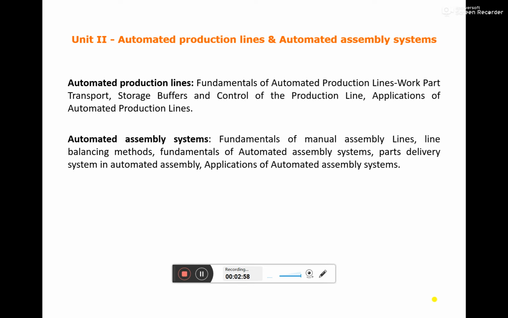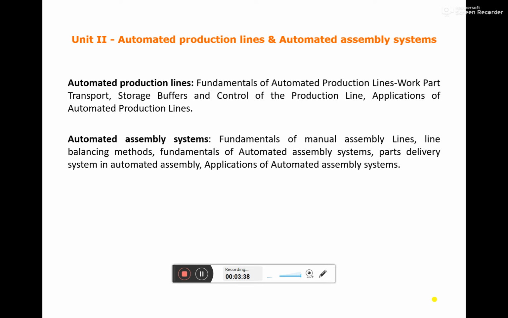In line balancing, I'll discuss mainly three important methods. One is the largest candidate rule, the second is the Kilbridge and Wester method, and the third is the RPW method. The abbreviation RPW stands for ranked positional weights method. These are the three important methods or algorithms to balance the line. In detail, I will discuss later.